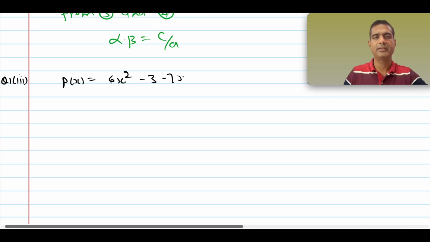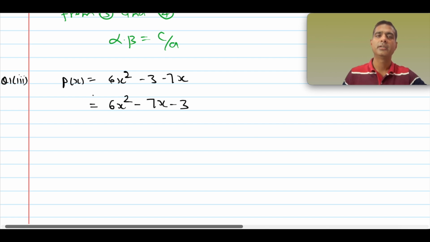minus 3 minus 7x. So this is the polynomial given, and students, we can see the polynomial is not in standard form. Not in standard form means what? The standard form of any polynomial is written in decreasing order of the degree of the terms. So first of all, let's write it in the standard form. So it will be 6x square minus 7x minus 3.